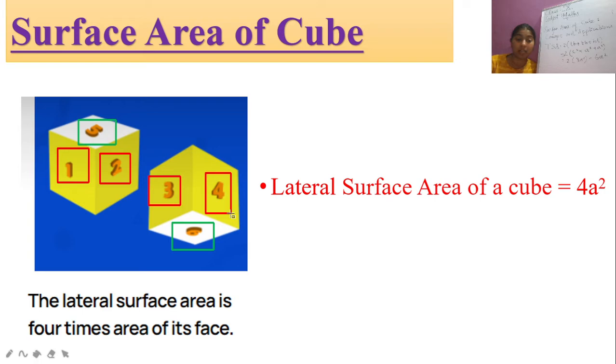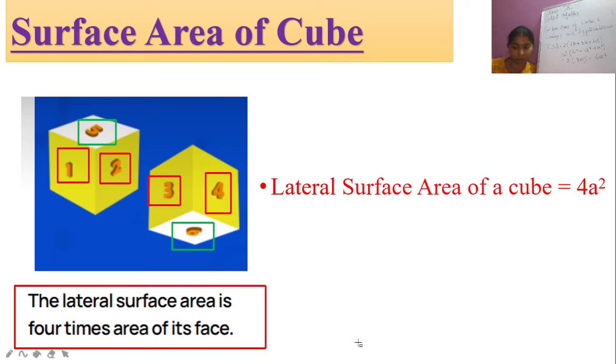The important line is written at the bottom, students. The lateral surface area is 4 times its face. I don't want to cover the 2 surfaces, so we leave the 2 faces of a cube, and then we get the lateral surface area, that is 4a square. Now students, see, I have combined all the terms. For a cube, we have a square sheet at each face, so that's why we have a square. So this is our lateral surface area, 4a square, and total surface area, 6a square.